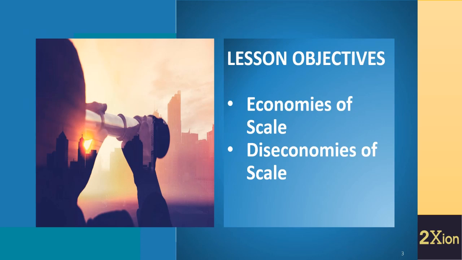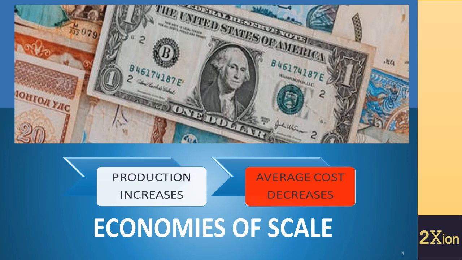Lesson objectives are economies of scale and diseconomies of scale. Moving on to economies of scale. Economies means benefits, and the term scale simply means size of business operations. As output grows, a business benefits from reduced average cost due to economies of scale.